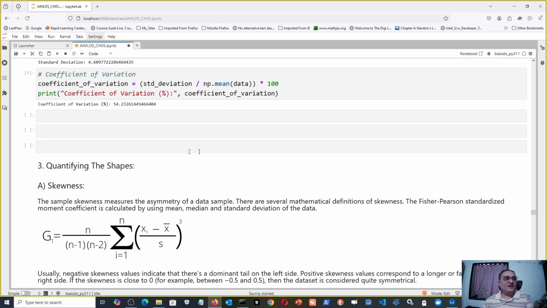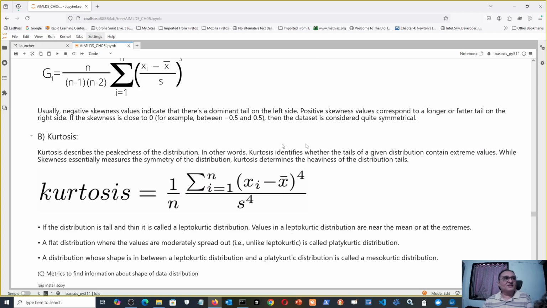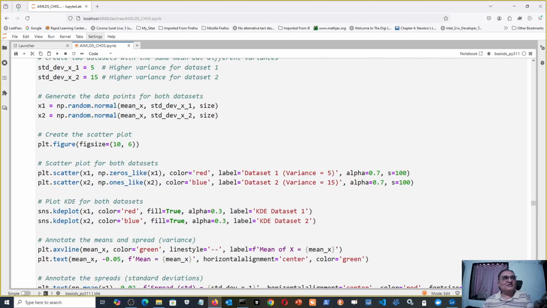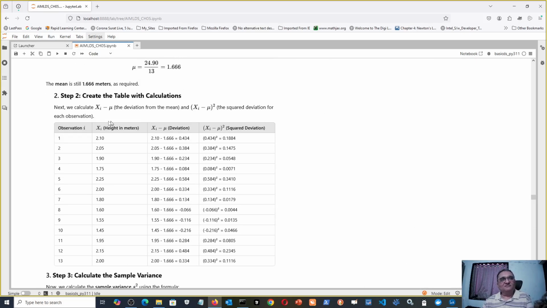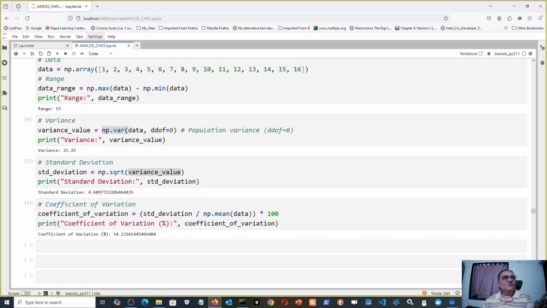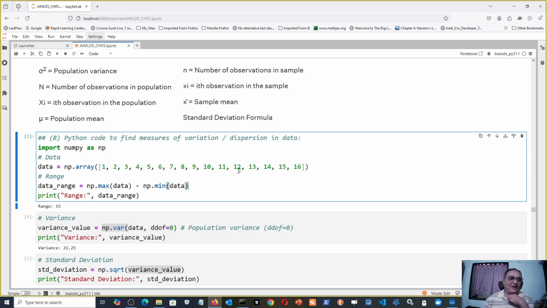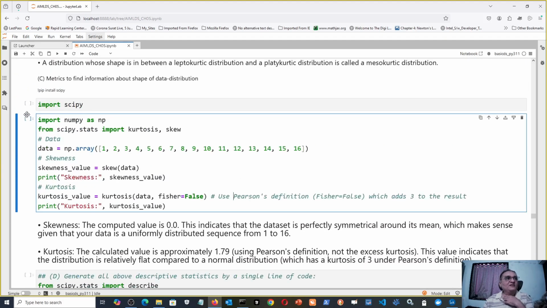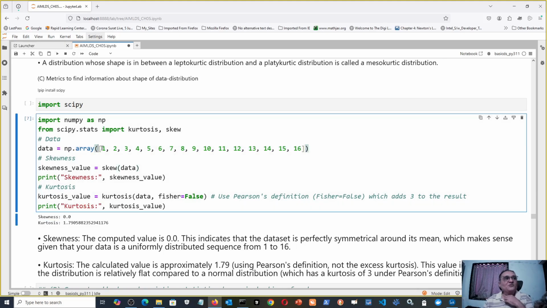There are formulas for finding skew or kurtosis, and one can calculate by very lengthy calculation by making an actual table, finding the terms and doing the summation, but that is not required. We don't do things with pencil and pen, we do them with code. So just import the numpy library, import scipy, and from scipy.stats import these two functions. This is my data. What is its skew and what is its kurtosis? It says that skew is 0. That is because this data set was perfectly symmetric.